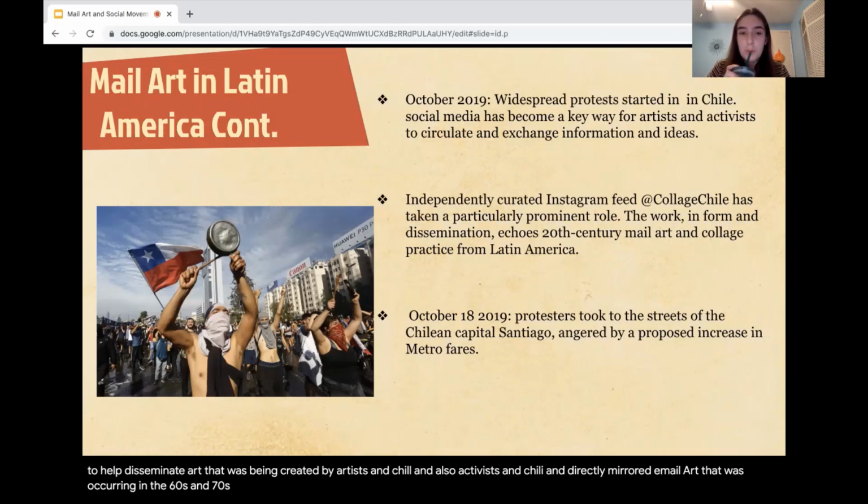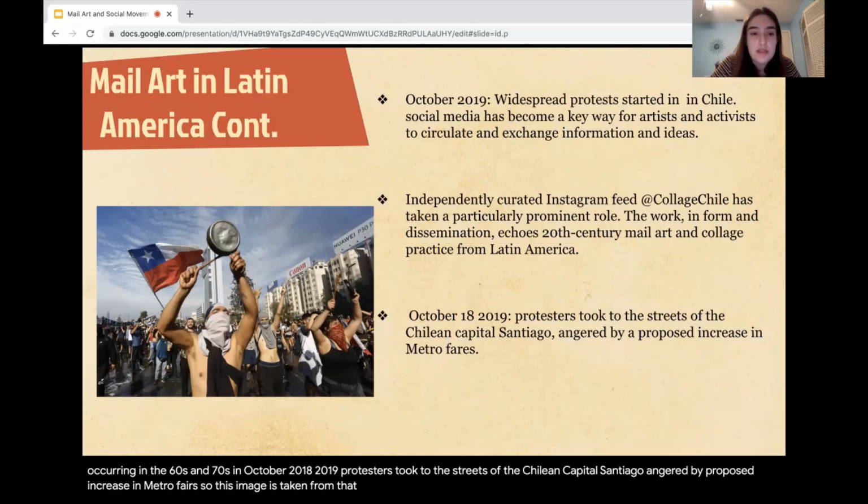On October 18, 2019, protesters took to the streets of the Chilean capital, Santiago, angered by a proposed increase in metro fares. So this image is taken from that protest, and as you can see, it's a peaceful protest, and it's just a lot of people in front of the Capitol trying to fight against these increased metro fares.